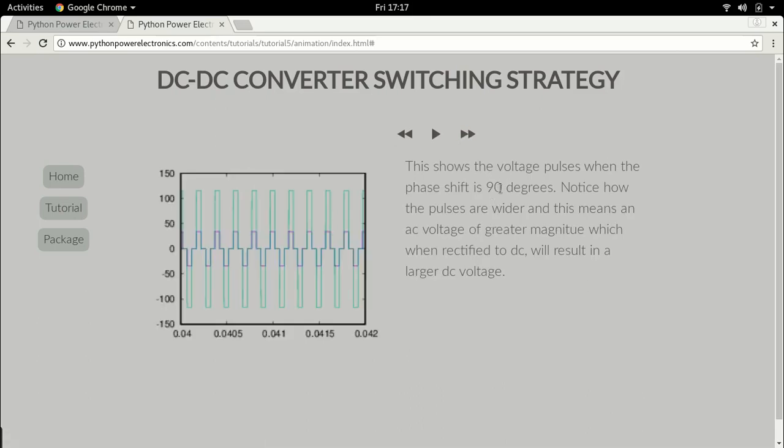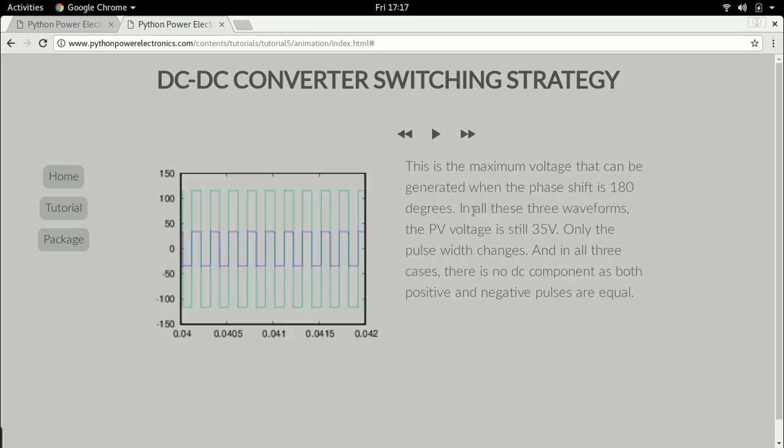Here I'm showing you a phase shift of 90 degrees. You see the pulse width is now much bigger, and the zero voltage part is now much smaller. So therefore, this means more AC voltage, and if I rectify this, it means more DC voltage.